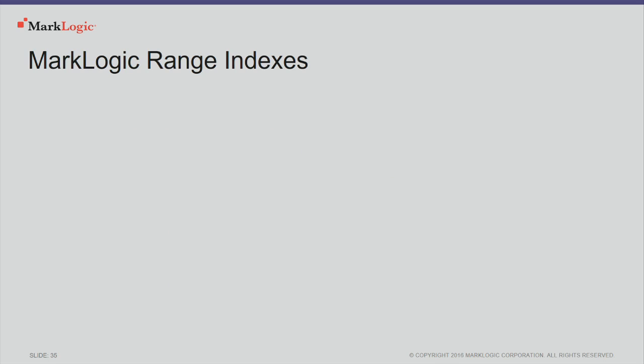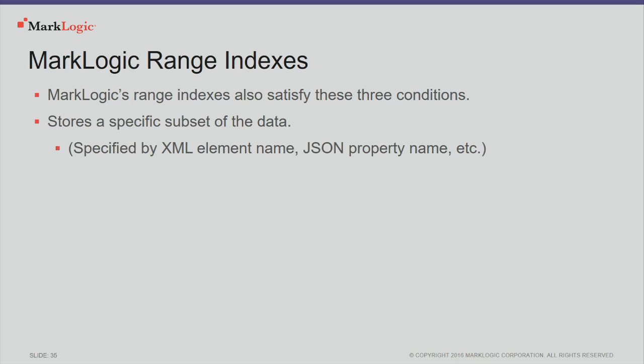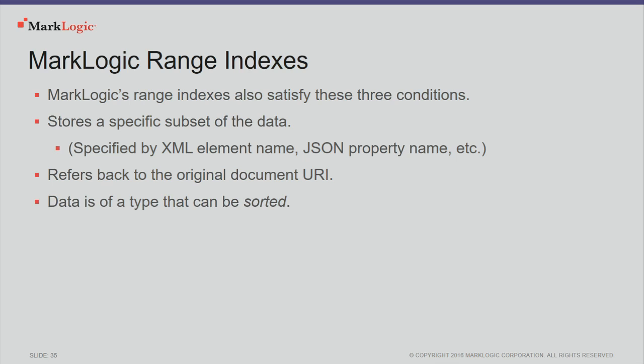MarkLogic's range indexes work on the exact same principles. They store some subset of the data, which is what you tell it to by XML document name, XML element name, JSON property name, and so forth. It refers back to the original document URI. Well, technically the document ID, not the URI, but for the sake of example, I'll use URIs in place of IDs. And the data is of some type that can be sorted, so we can put it in order to find the documents that are relevant to us. For example, numbers, dates, and strings can be sorted by alphabetical order, and so forth.